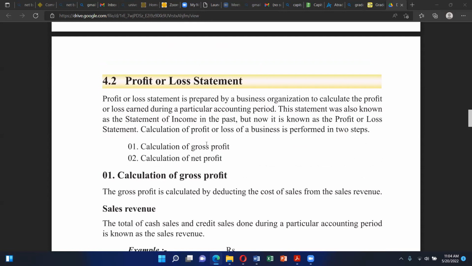In profit or loss statements, two types of profits will be calculated. Number one, gross profit. Number two, net profit.